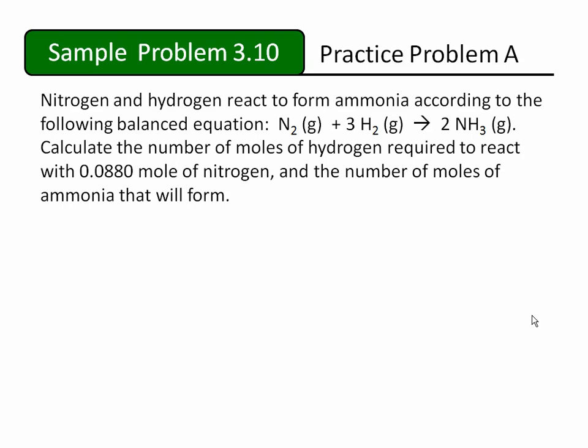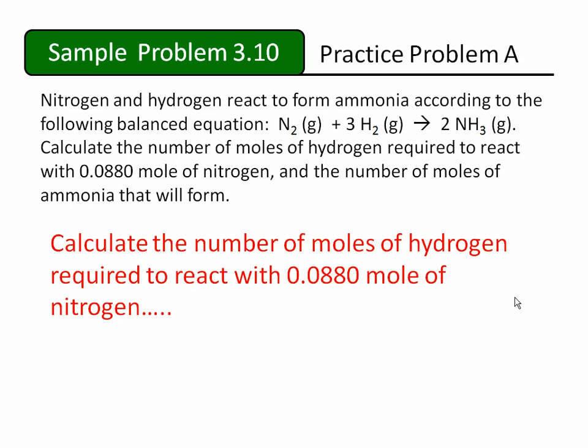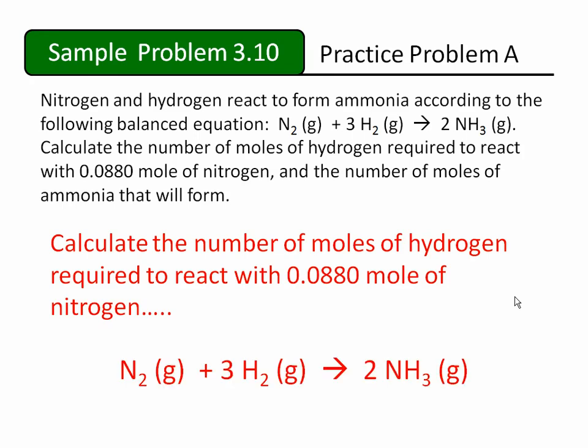We're asked to calculate the number of moles of hydrogen that are required to react with 0.0880 moles of nitrogen, and then the number of moles of ammonia, NH3, that will form. So let's try to break this down into two parts and simplify much of the wording here. The first part asks us to calculate the number of moles of hydrogen that are required to react with 0.0880 moles of nitrogen. And again, we're given that balanced equation.